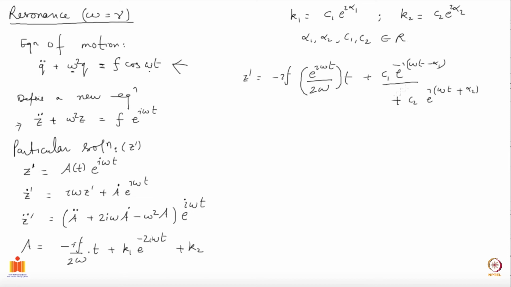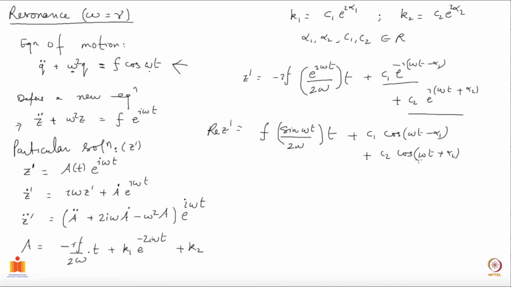Now look at these two parts. Let's take the real part of z prime. The real part of z prime is f sine omega t over 2 omega times t, plus c1 cos(omega t minus alpha 1), and c2 cos(omega t plus alpha 2). Now you see these two terms are just cos omega t with some phase, and these are the solutions to the homogeneous equation associated with this non-homogeneous equation.